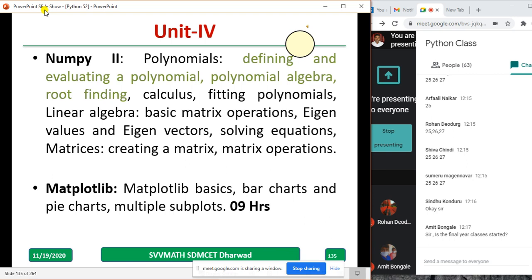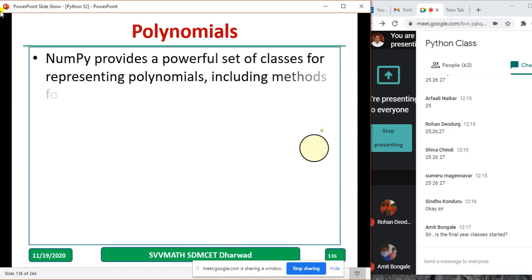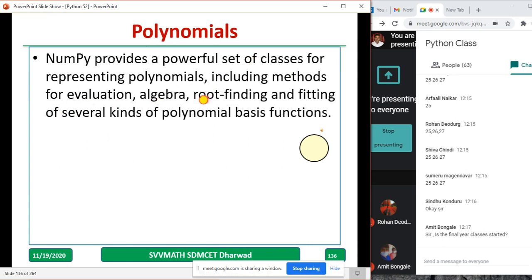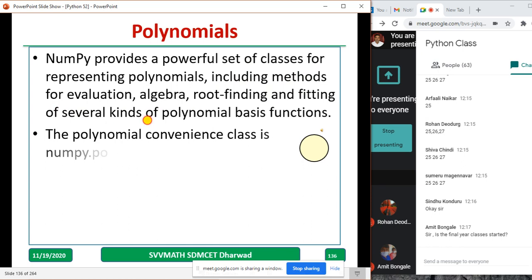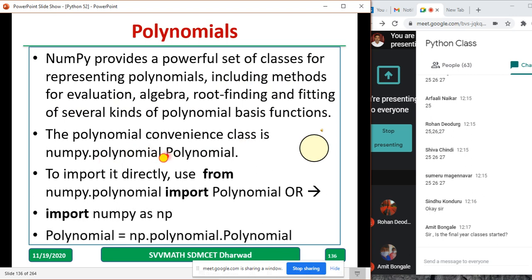Let me go to the polynomial: how we define and evaluate the polynomial, and how we find the roots. Those things we are going to discuss. Numpy provides a powerful set of classes for representing polynomials, including methods for evaluation, algebra, root finding and fitting of several kinds of polynomial basis functions. The polynomial convenience class is numpy.polynomial.polynomial.